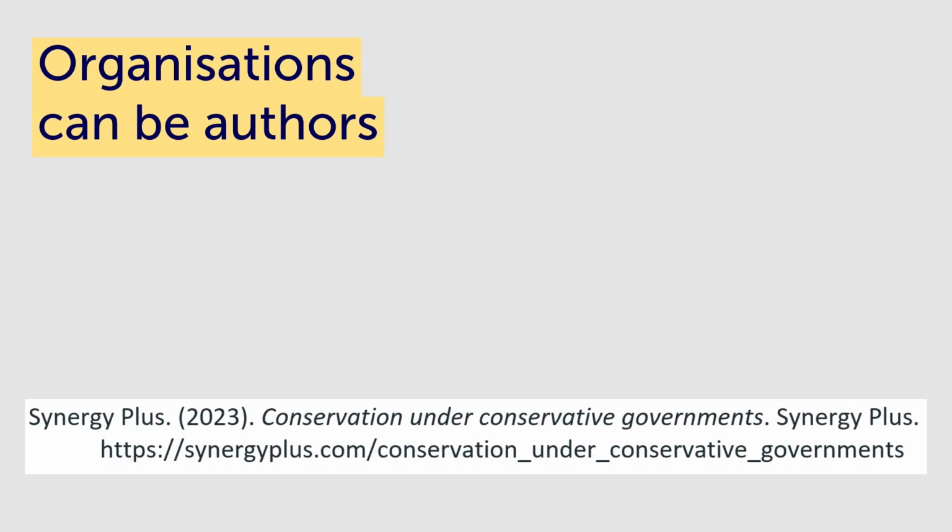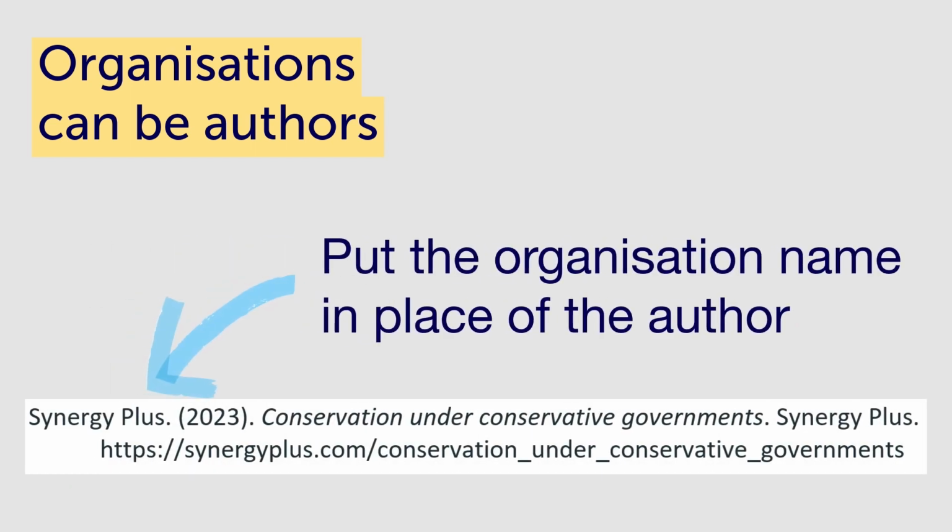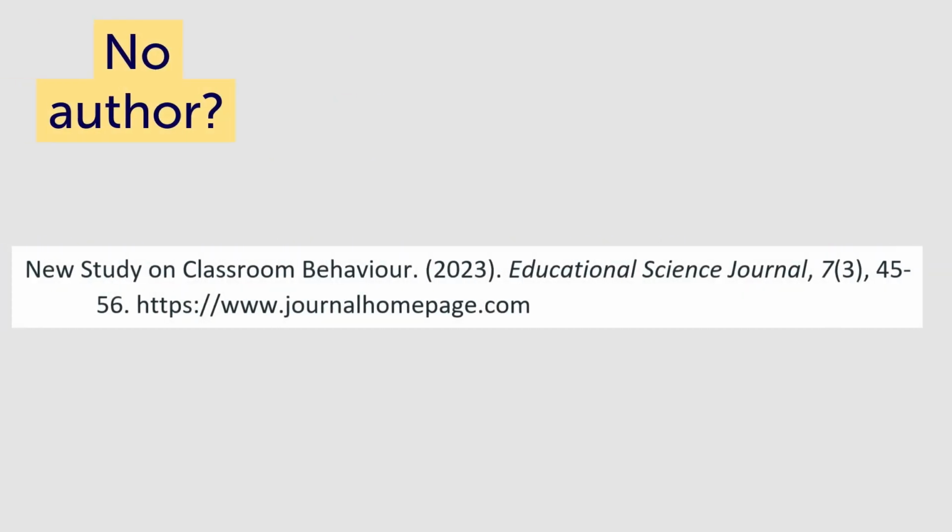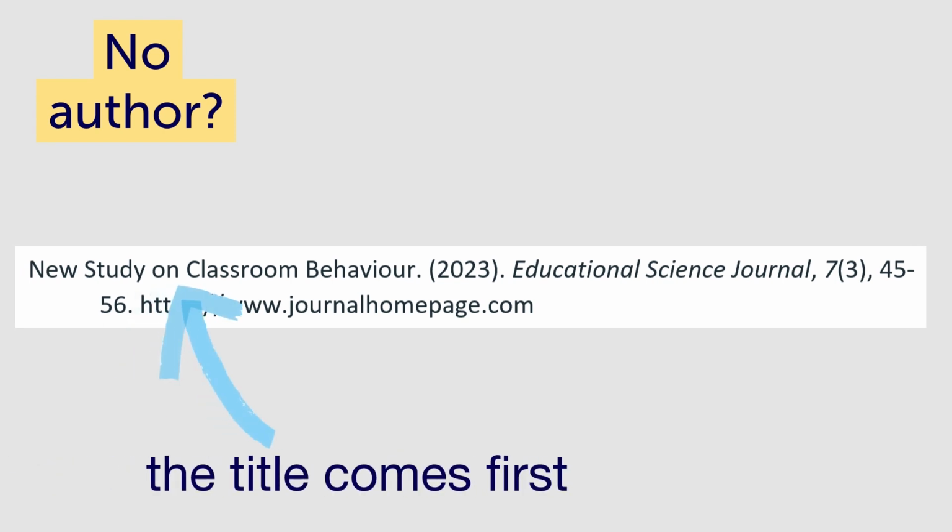Organizations frequently create texts and materials. In these cases, the name of the organization would be written in the place of the author in your reference. What about if your text doesn't have an author? Then begin the reference with the title of the text, followed by the year of publication.